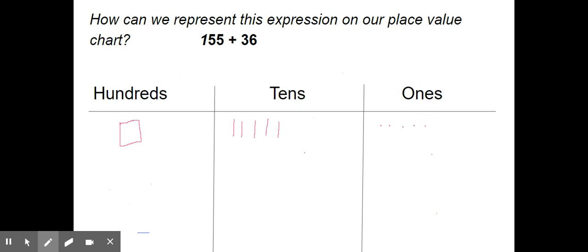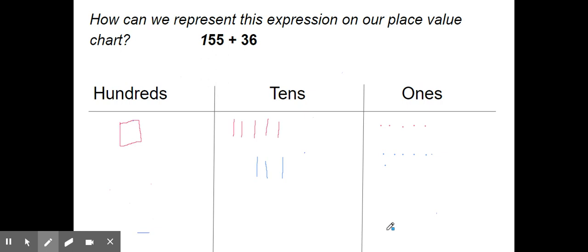Now we're adding 36. So we're also going to model 36 because we're putting those two numbers together. 36 doesn't have any hundreds, so I'm going to leave that empty for 36. But 36 does have 3 tens. 1, 2, 3. And it has 6 ones. 1, 2, 3, 4, 5, 6. I drew my 6 ones like they're in a tens frame, 5 and 1, to make it easy to count.